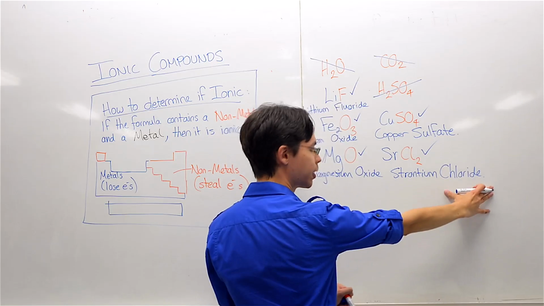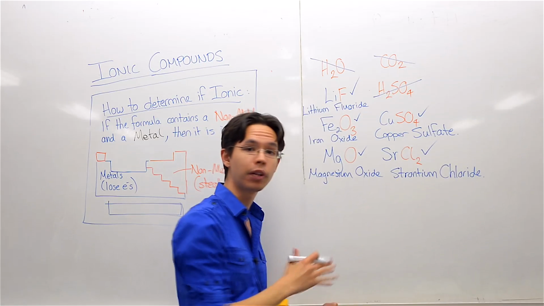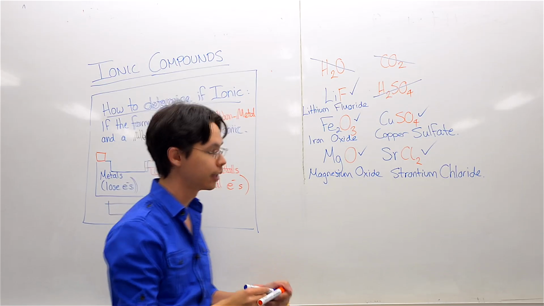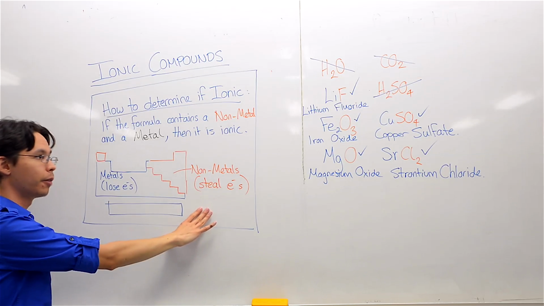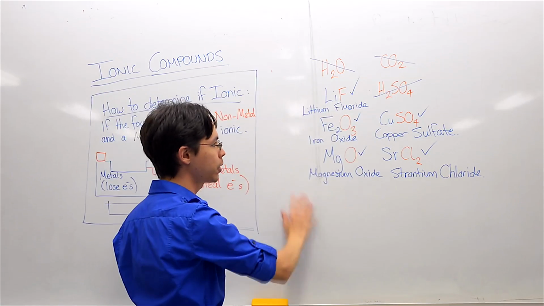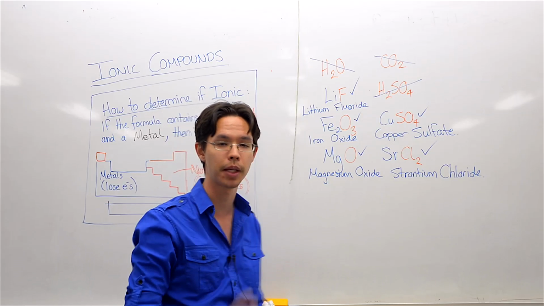Now, I hope this is still in the frame of the video. If not, I'm very sorry. But that's it. This is how you tell if it is an ionic compound or not. Here's a few examples, and this is the process we use to give them their names.